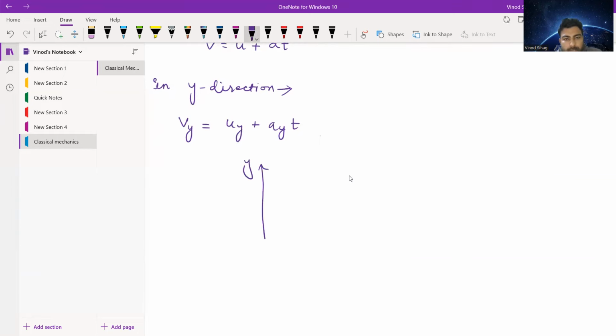Y direction, and it was our x direction. Sorry, it is small, so let me draw it some bigger. Okay, so the path was like that. Assume it as parabolic. Now our task is to divide this into two parts.